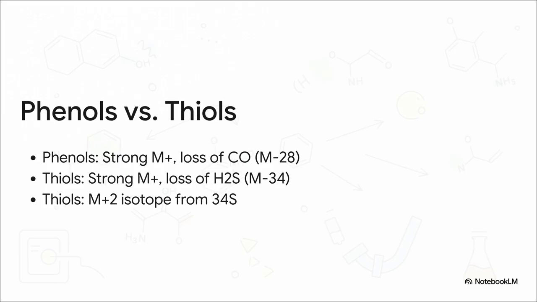But what about their close relatives? Well, phenols, thanks to their stable aromatic rings, actually hold together much better. They'll show a strong molecular ion peak before eventually losing carbon monoxide. Thiols, on the other hand, which are the sulfur analogs of alcohols, mimic that dehydration process, but instead of water, they lose hydrogen sulfide. That leaves a very distinct M-34 footprint. Plus, sulfur has a heavy isotope, sulfur-34, which drops an incredibly helpful M+2 peak right next to your molecular ion.